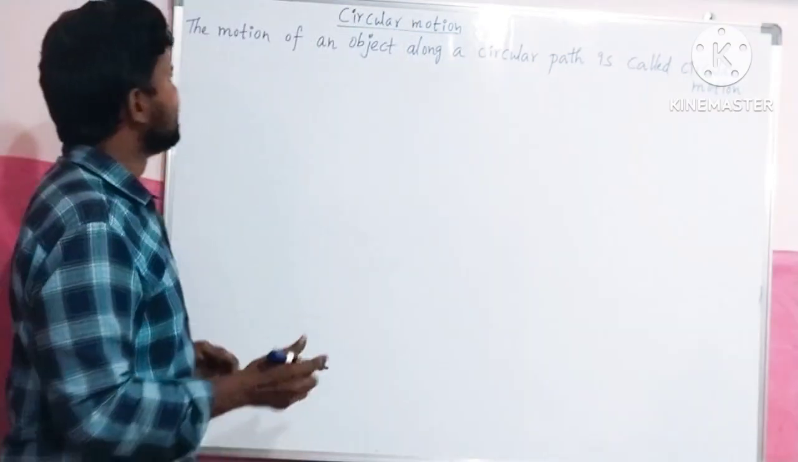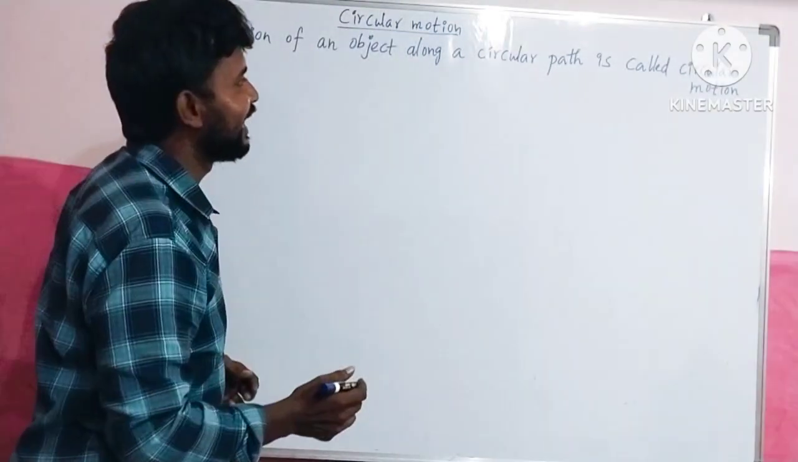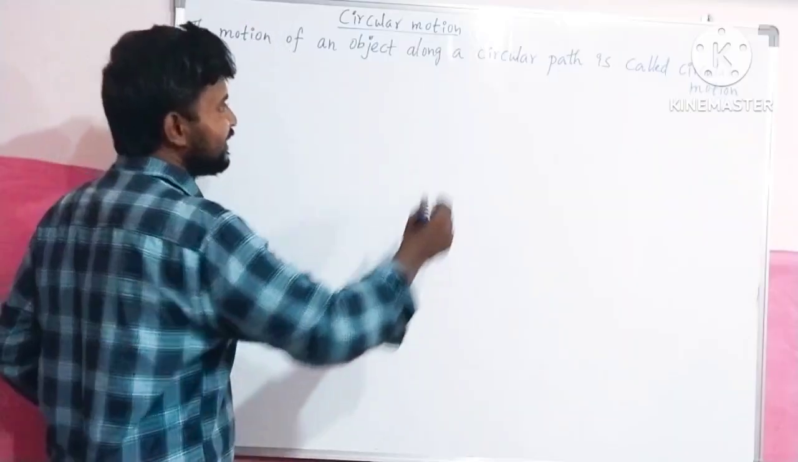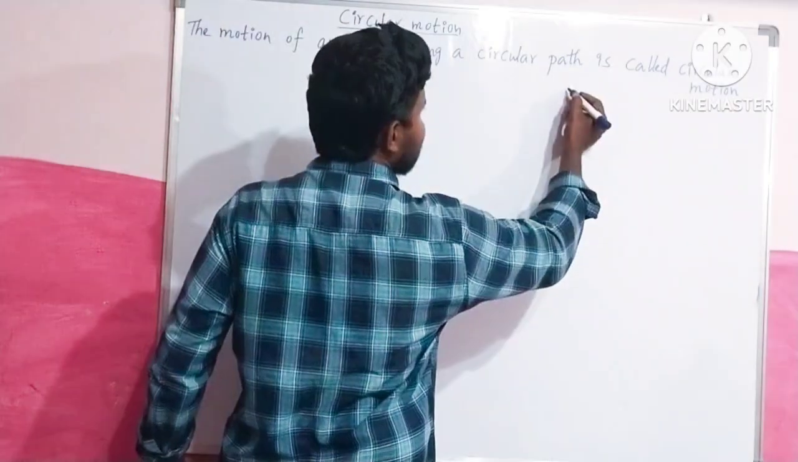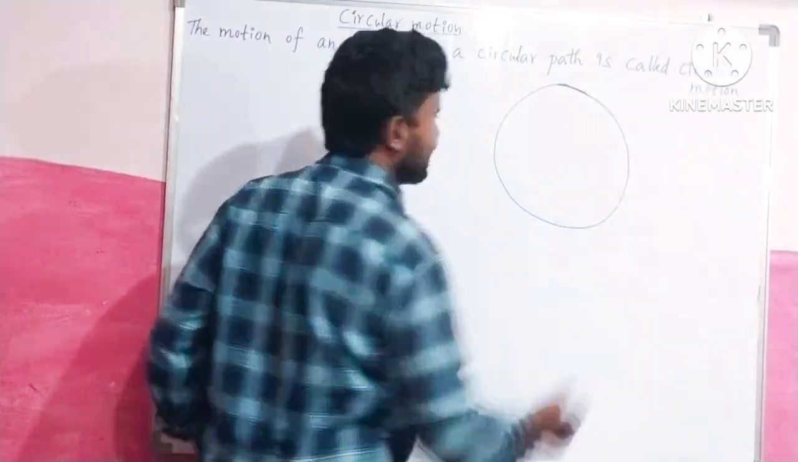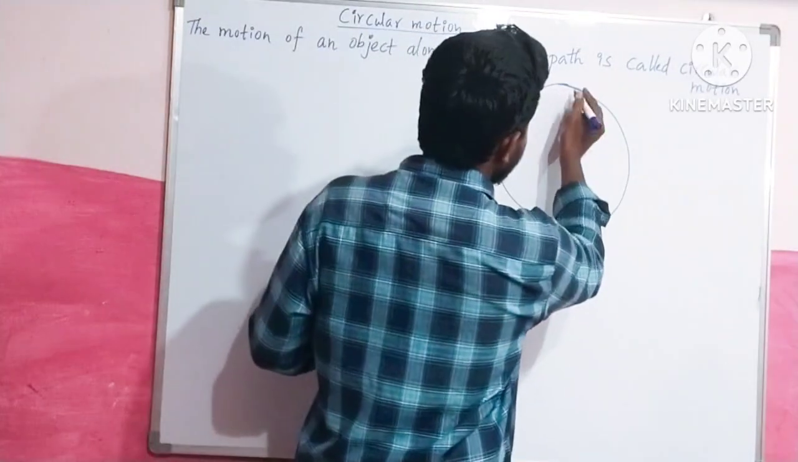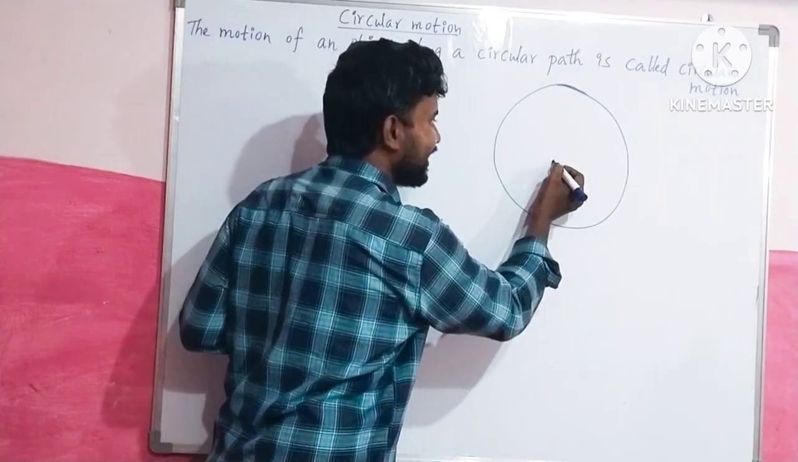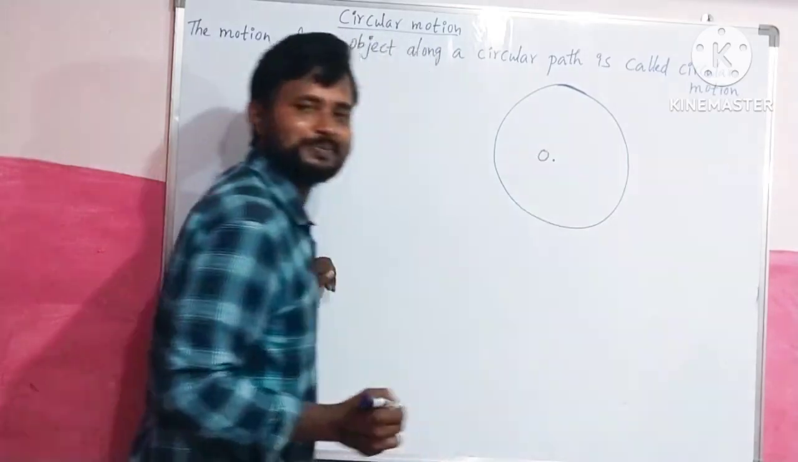Look at here. The motion of an object along a circular path is called circular motion. For example, here I have taken a circle. This is a circle. This is the center of the circle, taken as a point O.